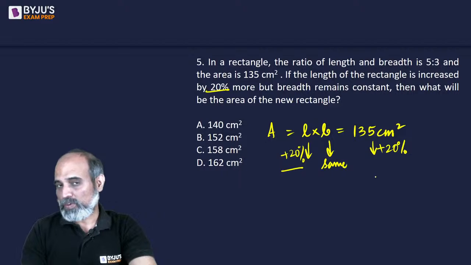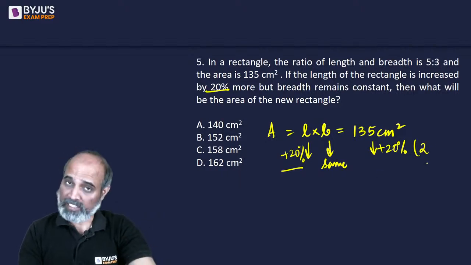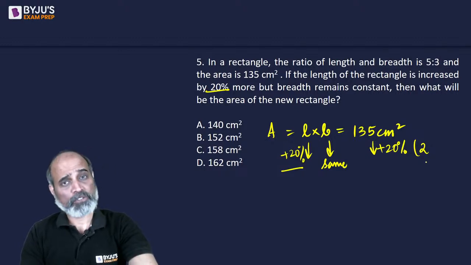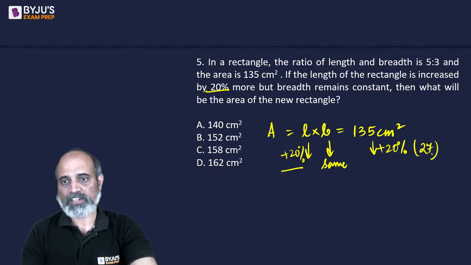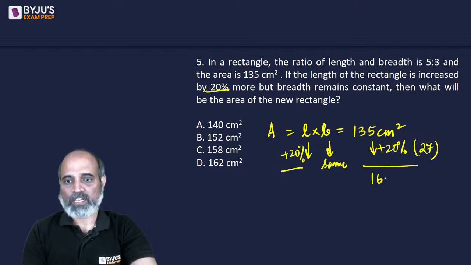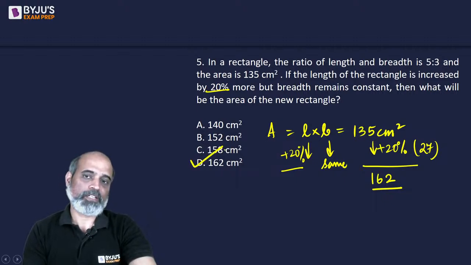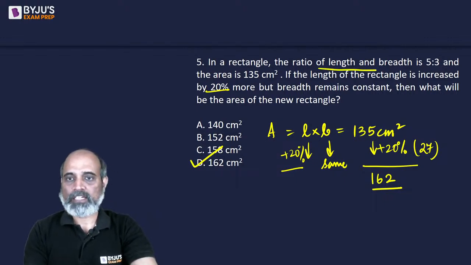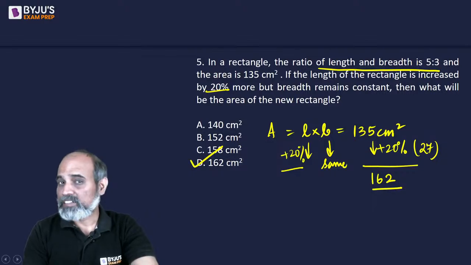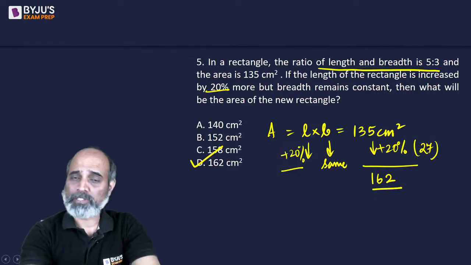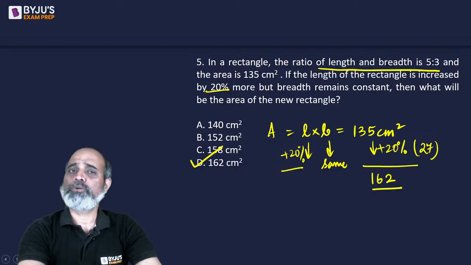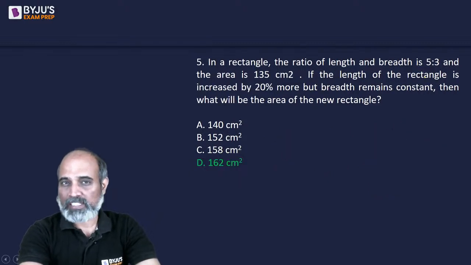Now 10% of 135 is 13.5, 20% is 13.5 plus 13.5, or 2 times 13.5, which results in 27. So 27 is supposed to be added on this. This gives us 162. So the new area is 162 centimeters square. So the ratio of length and breadth is totally irrelevant here. It is not supposed to be used. Even if you use it, it's going to make the solution lengthy, but you will still get the same answer.